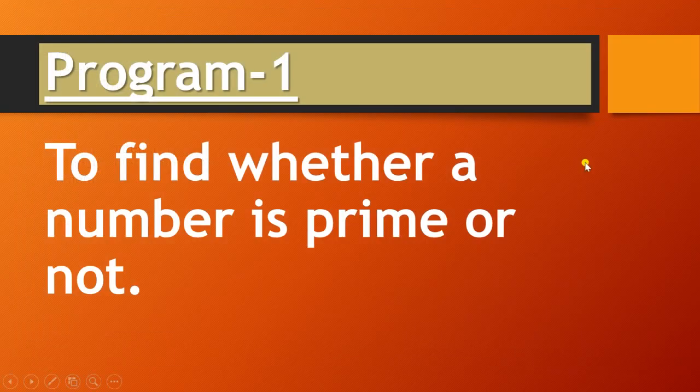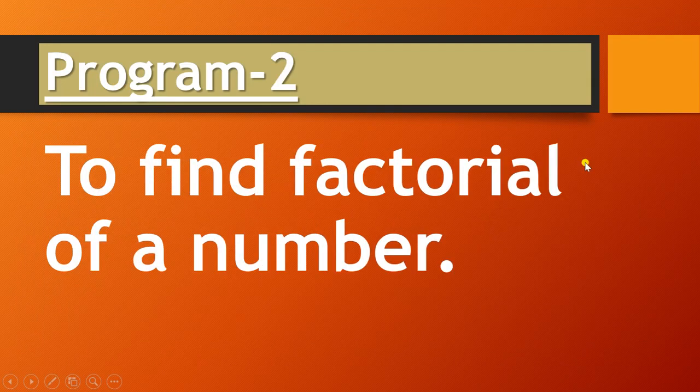So next is to find the factorial of a number. Here first you have to ask a number from the user. For example, the number is 3. Now it will calculate the factorial, that is 3 multiplied by 2, then multiplied by 1. This way you will find the factorial of the number.